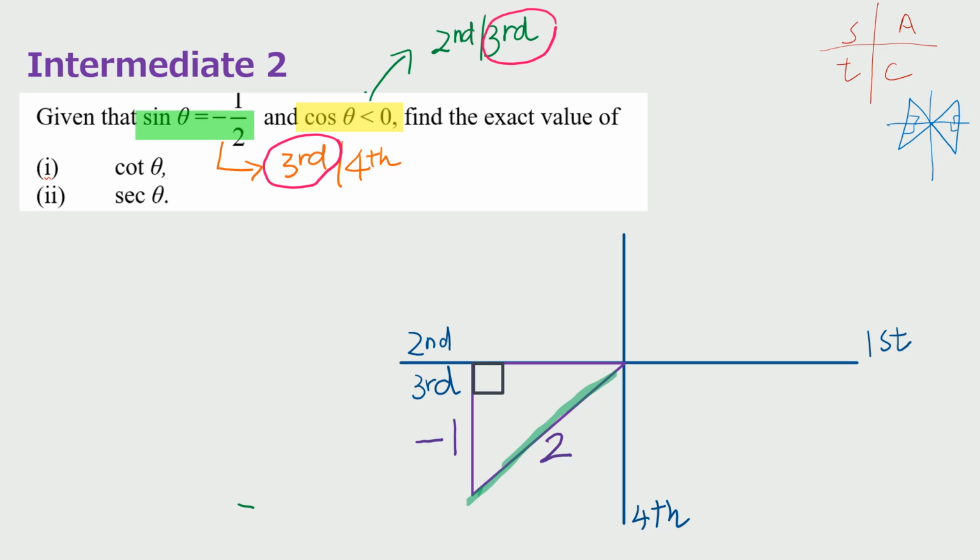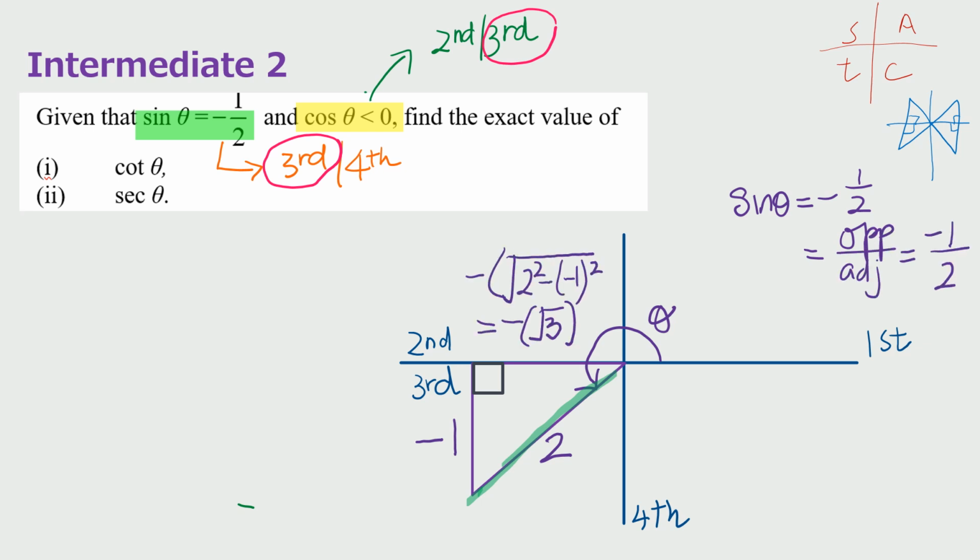And then we can use Pythagoras theorem to find the adjacent side. But be careful, because the adjacent side here is negative, right? So you need to put a negative sign. Yes, that's angle theta. So you need to put a negative sign there, which is very important. So that will give you the square root of 2 squared minus bracket, make sure you bracket negative 1 squared. Okay, and then that will give you negative square root 3.